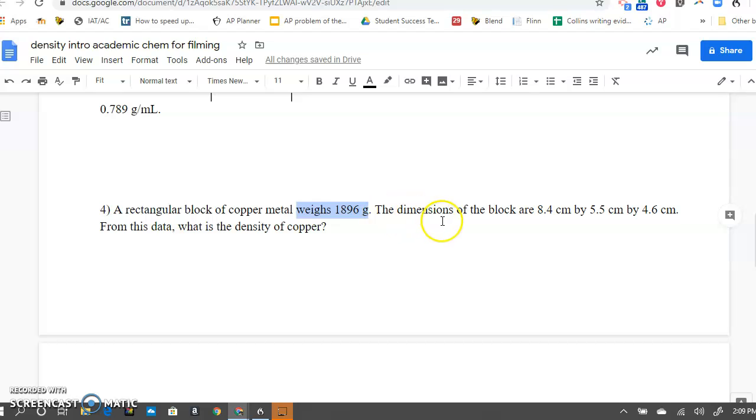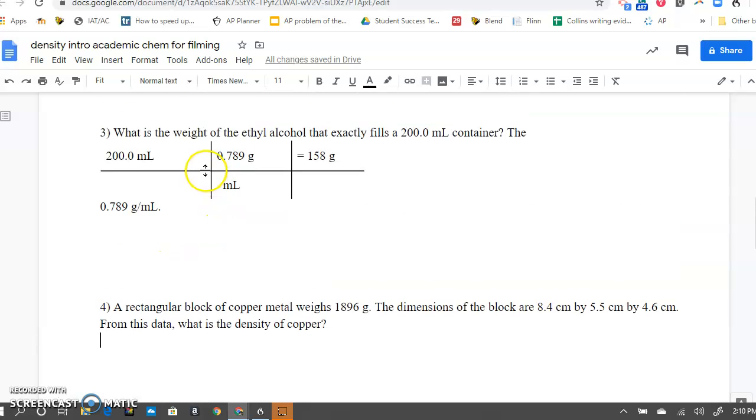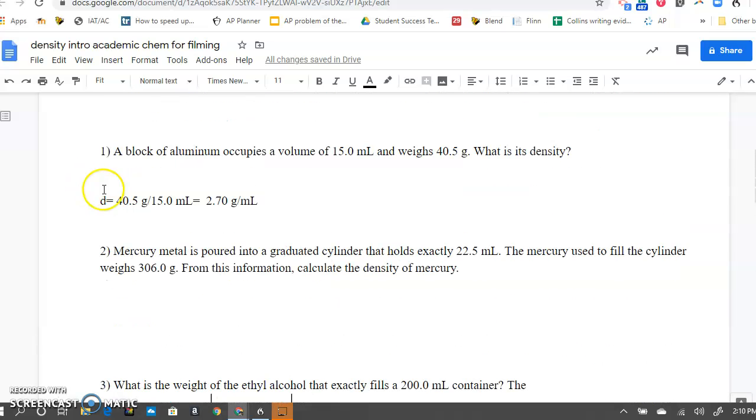So again, I have the mass. The dimensions of my block are 8.4 centimeters, so that's my length, 5.5 centimeters, which is my width, and 4.6 centimeters, which is my height. So I'm going to find density. It's a little different than the one we had up top where we're just dividing by this. So I am going to set this one up sort of as a little bridge problem.